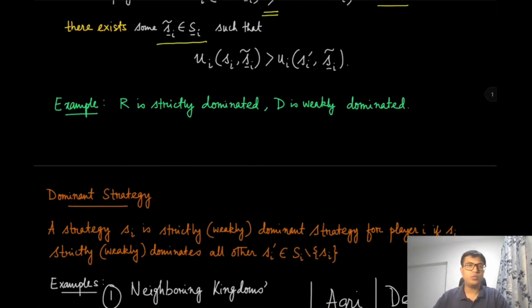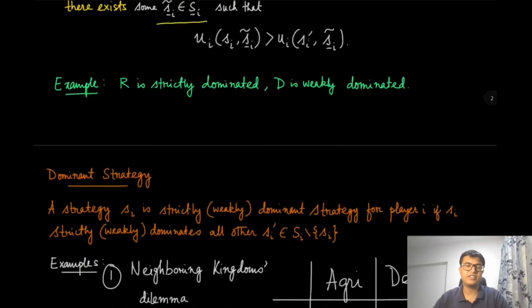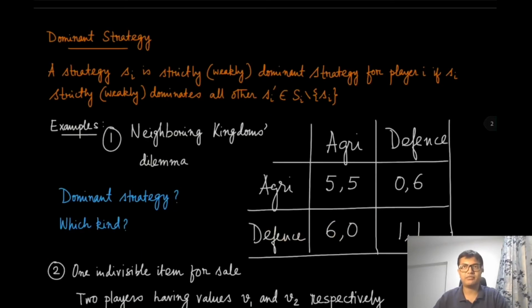Now, once we have discussed what a dominated strategy is, it is the right time to discuss dominant strategy. So just the direction essentially changes. A dominated strategy is one that is dominated by some other strategy. A dominant strategy is something which dominates all other strategies. And the definition essentially says the same thing. A strategy s_i is a strictly or weakly dominant strategy for a player i if that s_i strictly or weakly dominates all other s_i primes, not including that s_i, of course. Again, let us look at examples and try to find the dominant strategy.